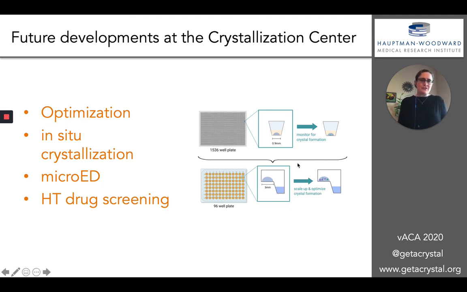Some of the other things that we are working on incorporating, or will soon be working on, are moving from not just doing 1536 experiments, but also to take the positive experiments there and do optimization using the same conditions that we used to make the 1536 experiments. Also to do in situ crystallization, to be able to do essentially a screen to beam type of technique.